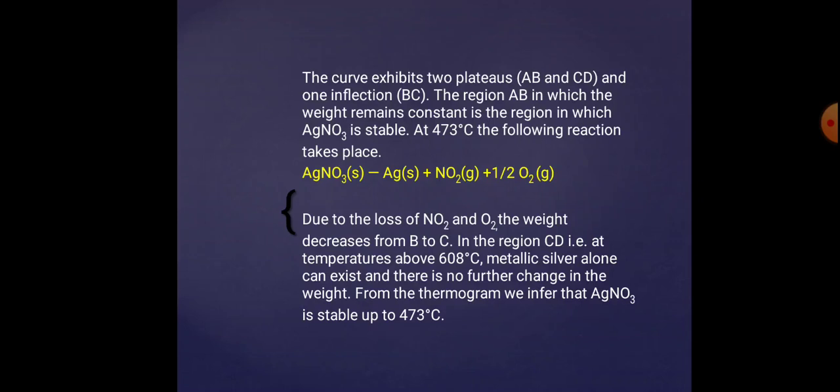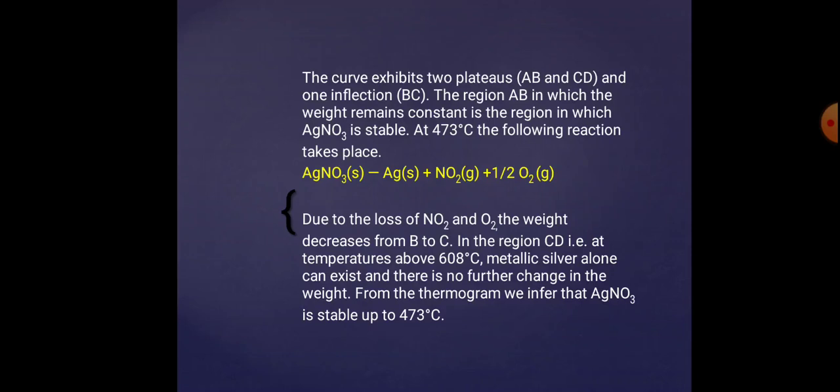Now at 608 degrees Celsius, NO2 and O2 are completely ejected, and now only Ag in a solid phase remains, only silver alone. So above 608 degrees Celsius, silver doesn't decompose. Above 608 degrees Celsius, the silver remains constant, so the weight remains constant. So these are the basic reasons behind why there is an AB region, why there is a BC slope, and why there is again stability in the CD range.